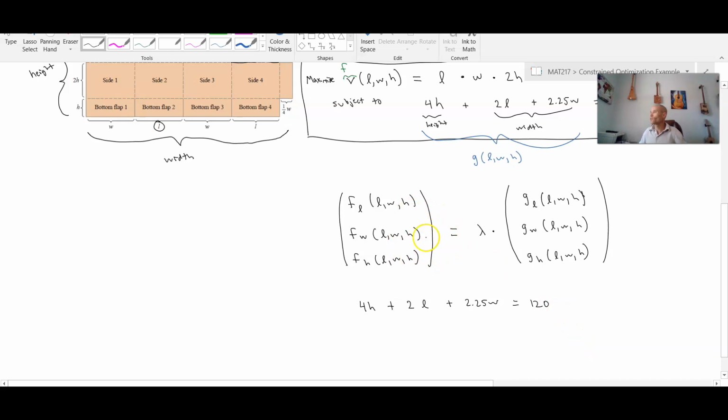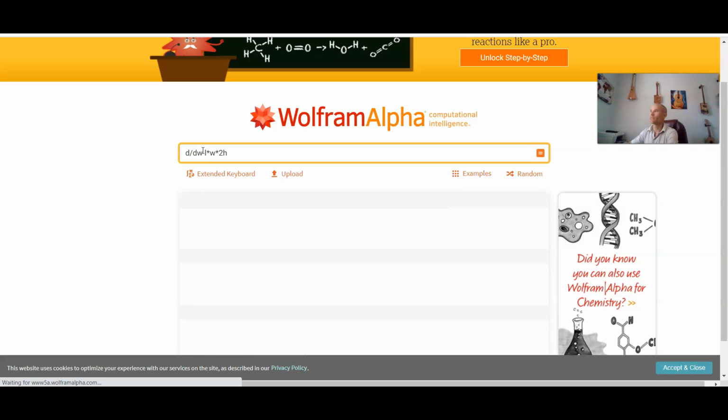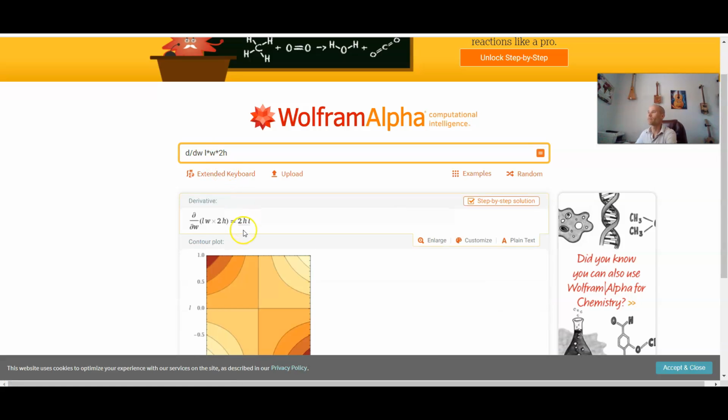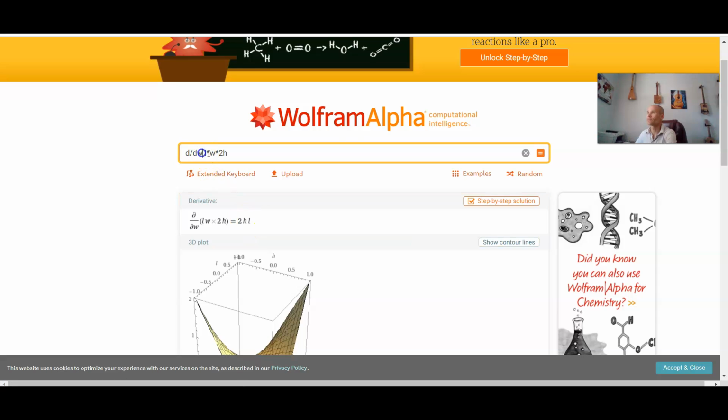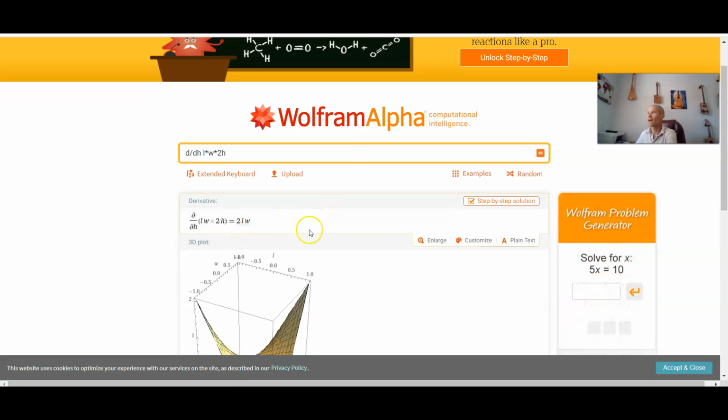Okay, so we'll first move to use technology to help us find the partial derivatives of f and of g. Here in Wolfram Alpha, I have d/dL of our volume function, L times W times 2H, which gives us 2HW. So we would want to write that down. And then we want to do d/dW of L times W times 2H, which is 2HL, and d/dH of L times W times 2H, which is 2LW.